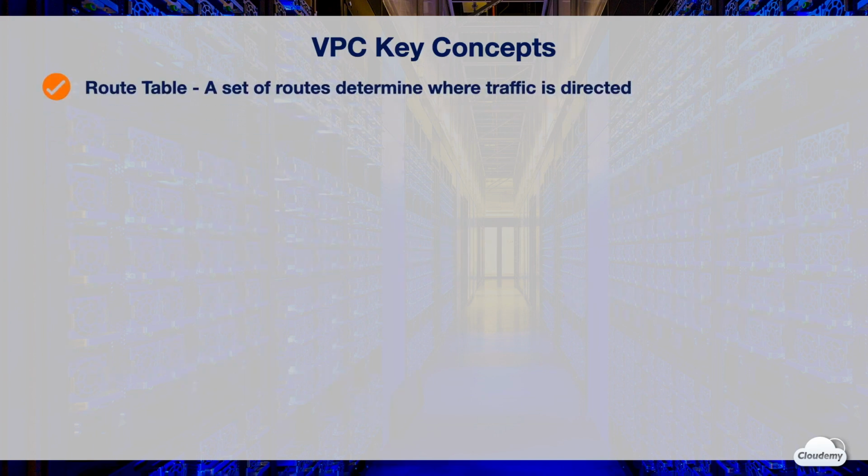Route table contains a set of routes that are used to determine where network traffic from your subnet or gateway is directed. The main route table automatically comes with your VPC. It controls the routing for all subnets that are not explicitly associated with any other route table. You can also create custom route tables.